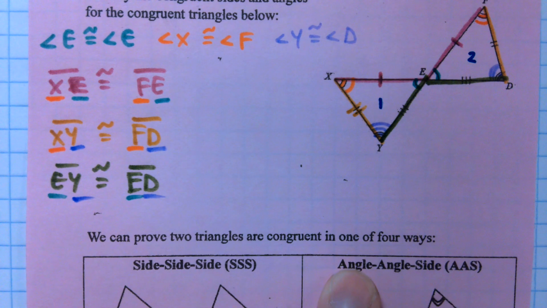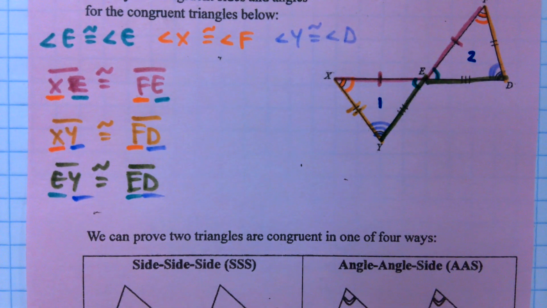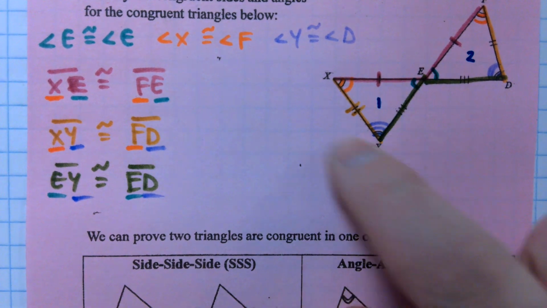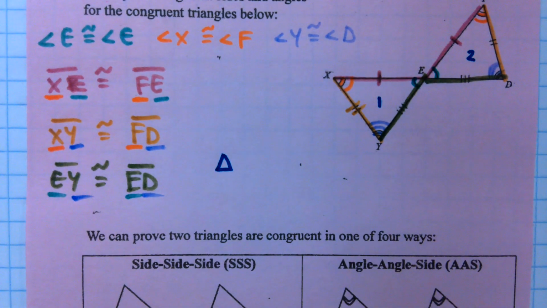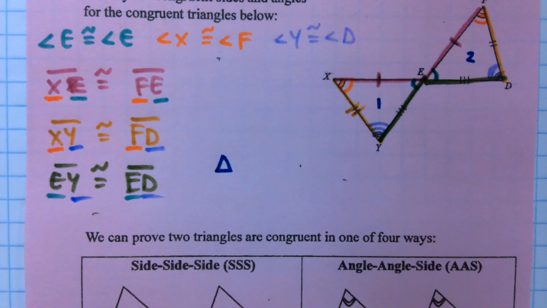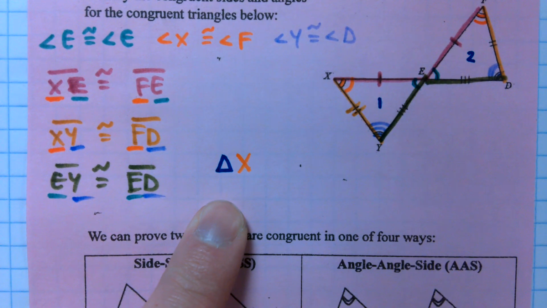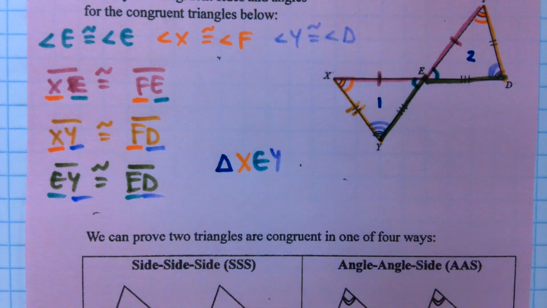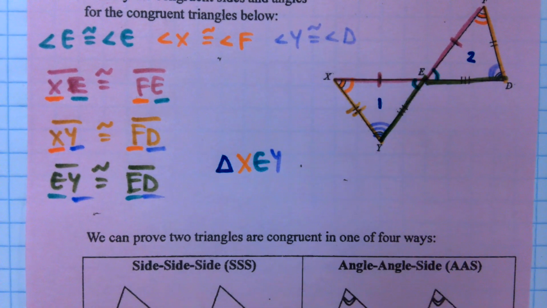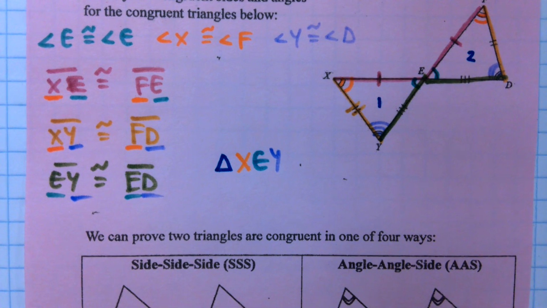Now I'm going to make a congruency statement about these two triangles. What do you want to call triangle 1? XEY? Let's do that. Triangle XEY. What else could I have named that triangle? EXY. Yep. EYX. Could have called it XYE, YXE, or YEX. Could have called it any of those.